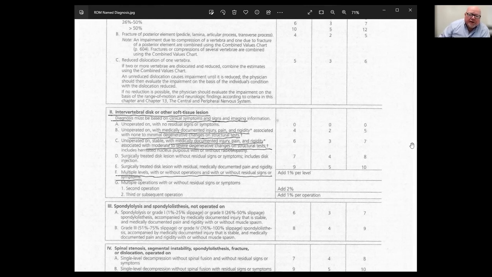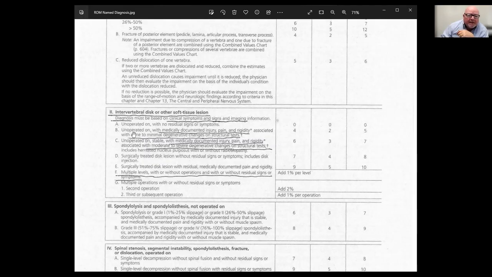So here we go. We come in here, and this is where you can get carried away right now with impairments. See, right now I'm sitting solid. I've got great documentation for everything. I got a good impairment rate. Right now is where you could go overboard. And this is how. Well, you go to table 2, it says intervertebral disc or other soft tissue lesion. Diagnosis must be based on clinical symptom, sign, or imaging. We've got that. This is the cervical region. And this is unoperated on, no residual symptoms.